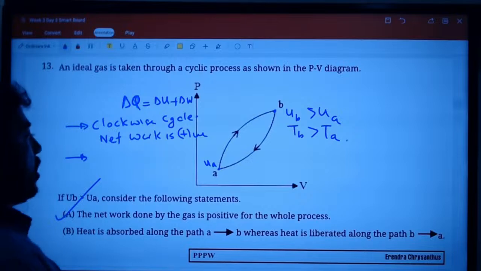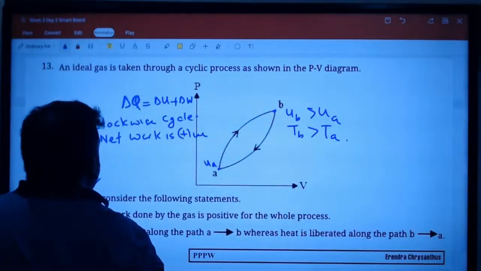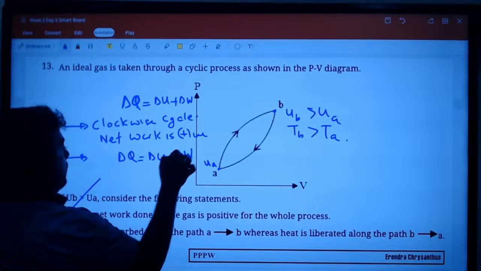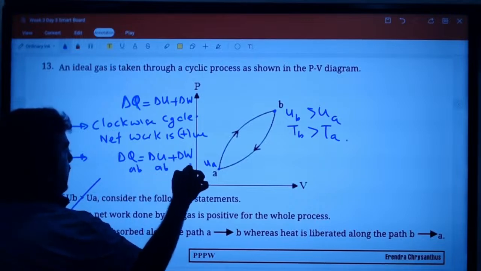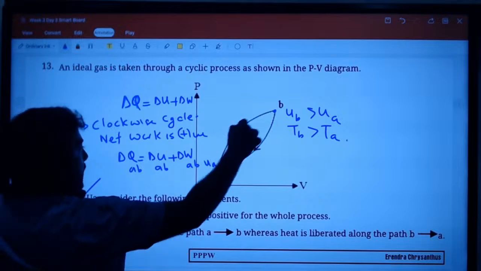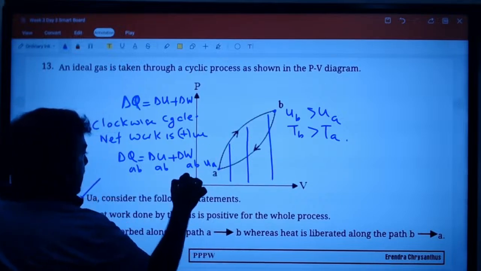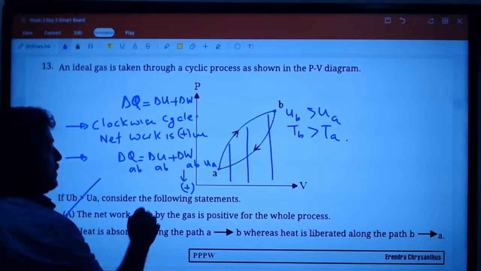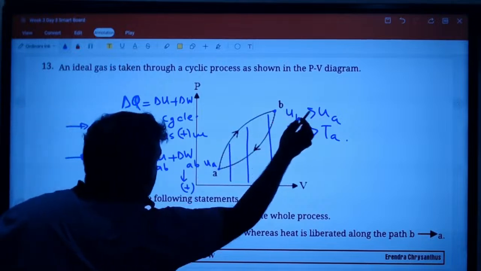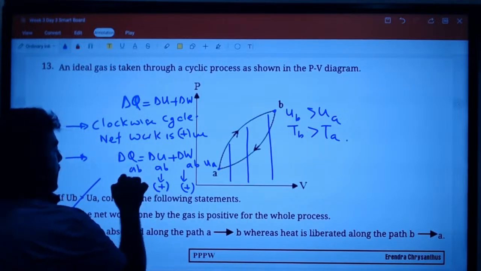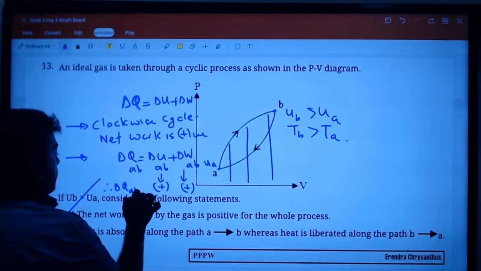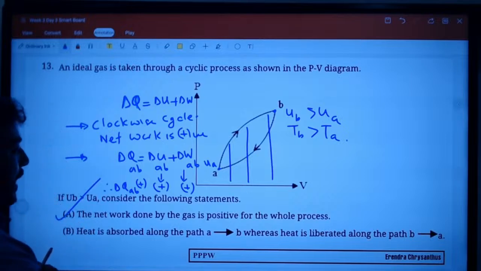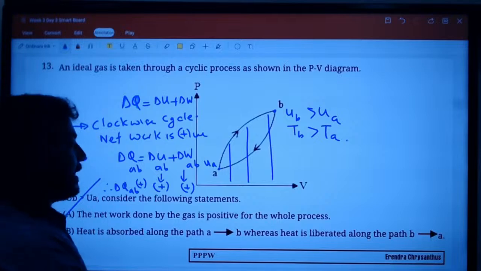Heat is absorbed along A to B. Look at the board now. Delta Q equals delta U plus delta W. A to B: here expansion, work output here is positive. Delta U for A to B is UB minus UA, and UB is larger than UA. This is also positive. Therefore, delta Q AB is also positive. That means there is a net heat input. Heat is absorbed along path A to B, while heat is liberated along path B to A.